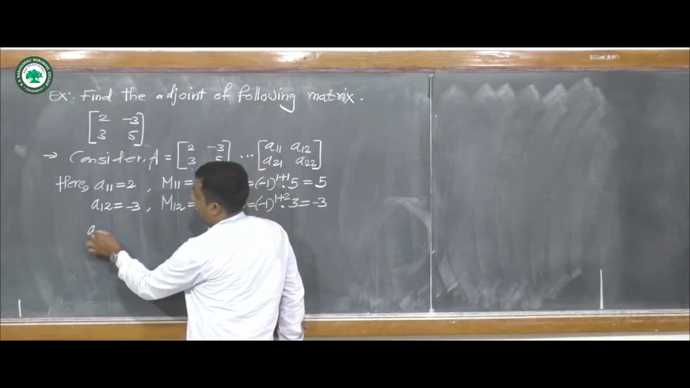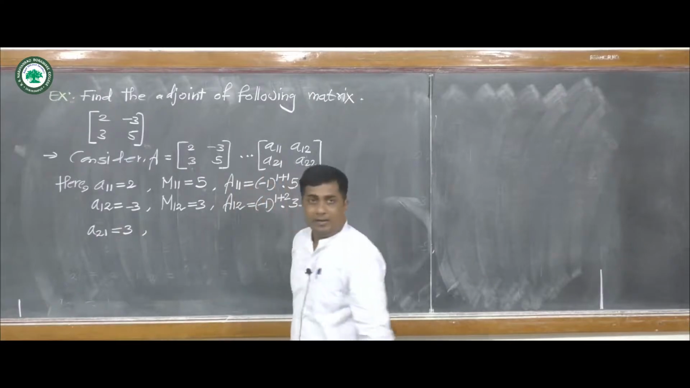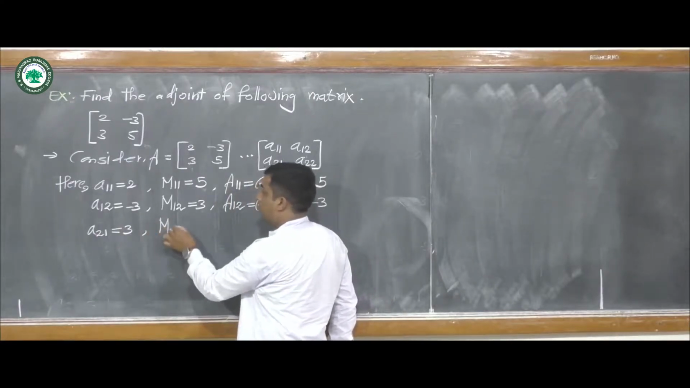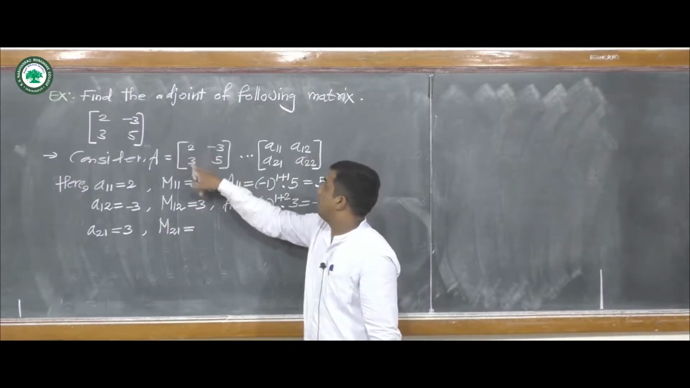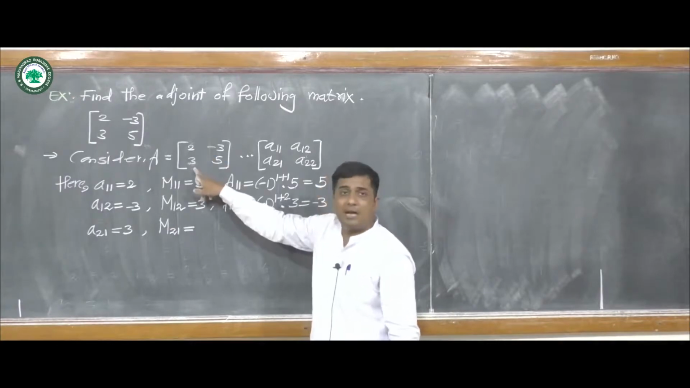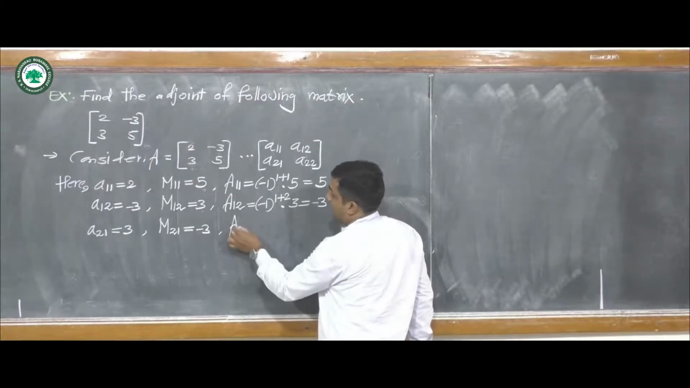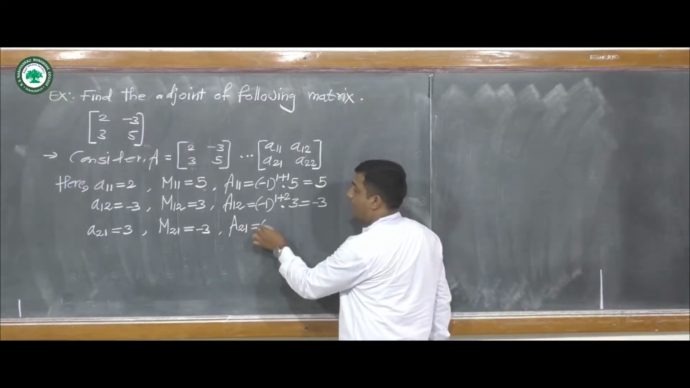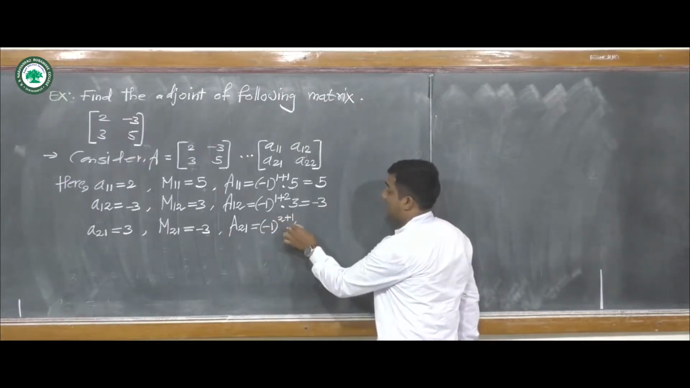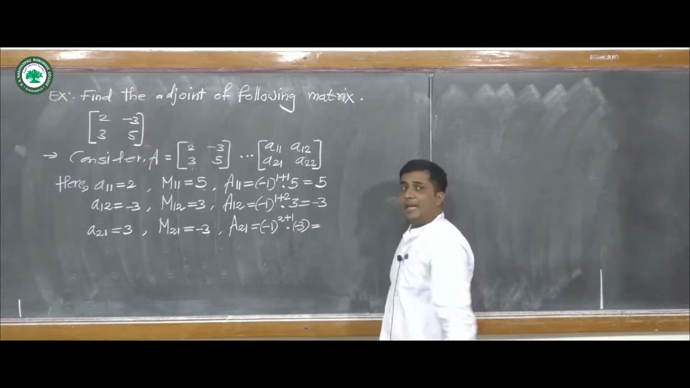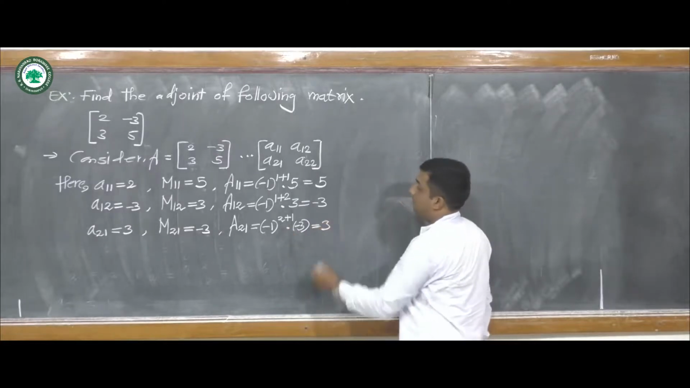The next element is A21, which is 3. Then its minor M21: we know this 3 is in the second row first column, so we delete the second row first column. Here only -3 remains. Then its cofactor A21 is equal to -1 raised to 2 plus 1 into the minor. Here the minor is -3, and lastly we get (-1) cubed. We know this is -1, and -1 into -3 is +3.